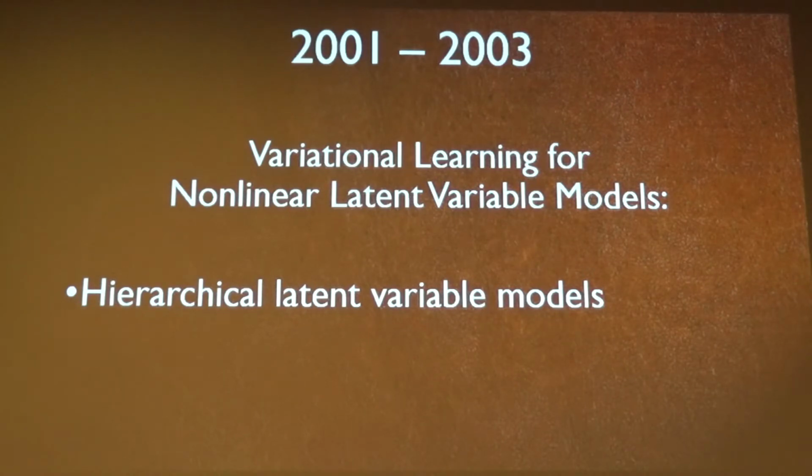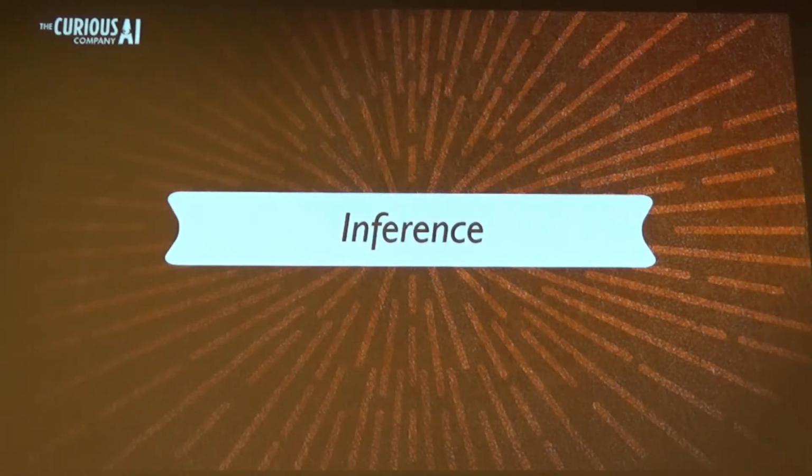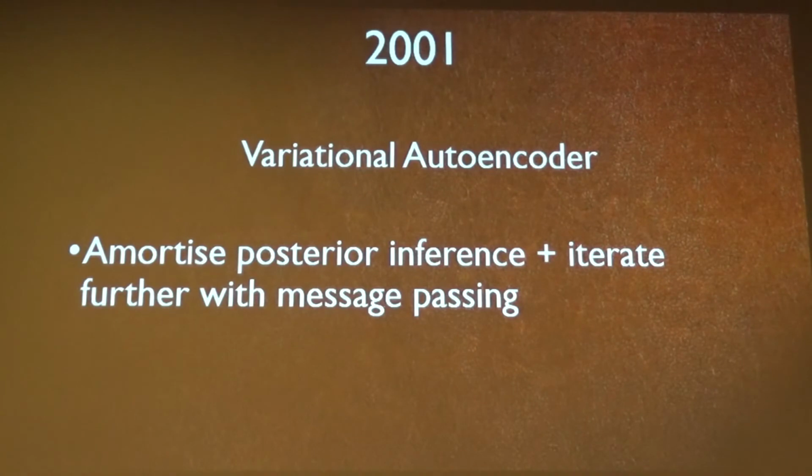Oh sorry, I'm jumping ahead. One more thing: these methods were very complex, Bayesian inference and message passing in latent variable models and stuff like that. So inference was always an issue. So in 2001, I worked on amortizing the posterior inference part with MLP networks. That's an early example of a variational autoencoder, not the way it's done these days, mind you. I had slightly different stuff. I was iterating after this, like the MLP network gives an initialization and then iterate.